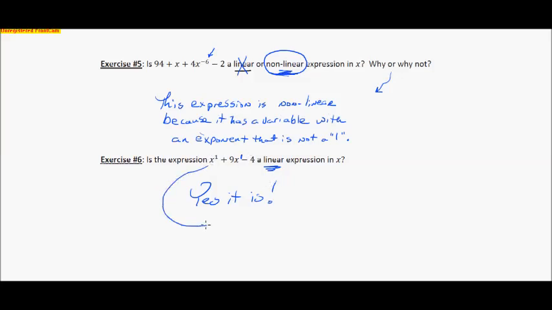And really, we could simplify this 1x. Okay, if there's no number in front of the x, that's a 1. This 1x plus 9x is simply 10x minus 4. Okay, so if I simplify it, I could simplify it down to 2 terms, and we could say yes, it is a linear expression.